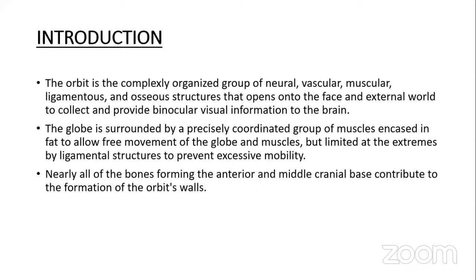Orbit introduction. The orbit is a complexly organized group of neural, vascular, muscular, ligamentous, and osseous structures that open onto the face and the external world to collect and provide binocular visual information to the brain. The globe is surrounded precisely by a coordinated group of muscles encased in fat to allow free movement of the globe and muscles, but limited at the extremes by ligamentous structures to prevent excessive mobility. Nearly all bones forming the anterior and middle cranial base contribute to the formation of the orbital wall.